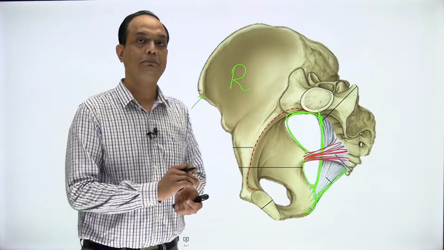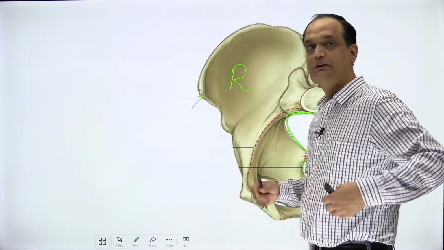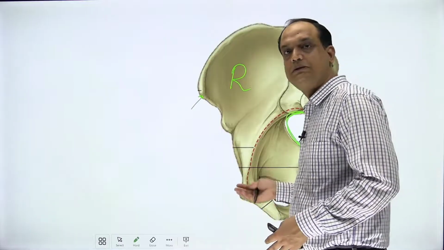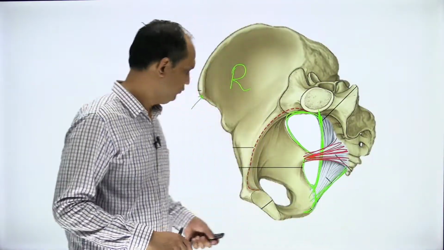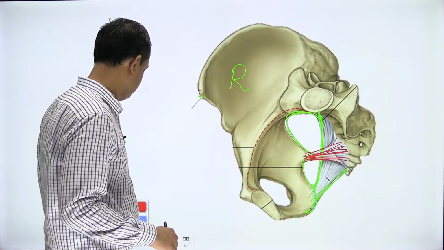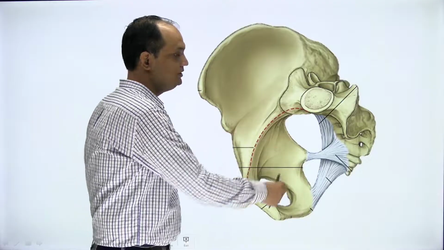So when you have the bony pelvis, the first thing to see is that after removing this side of the bone, on the opposite side you are able to appreciate these two ligaments. Clear? Now next we are going to see how the other structures are arranged here.